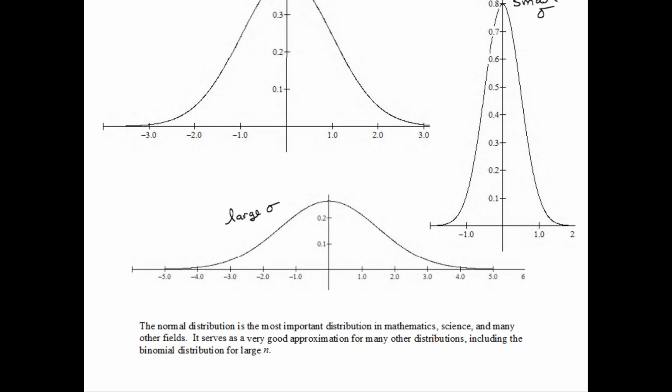The normal distribution is the most important distribution in mathematics, science, social science, and other fields. It turns out that many other distributions, including discrete distributions such as the binomial, can be approximated by a normal curve, and that turns out to be very, very useful.